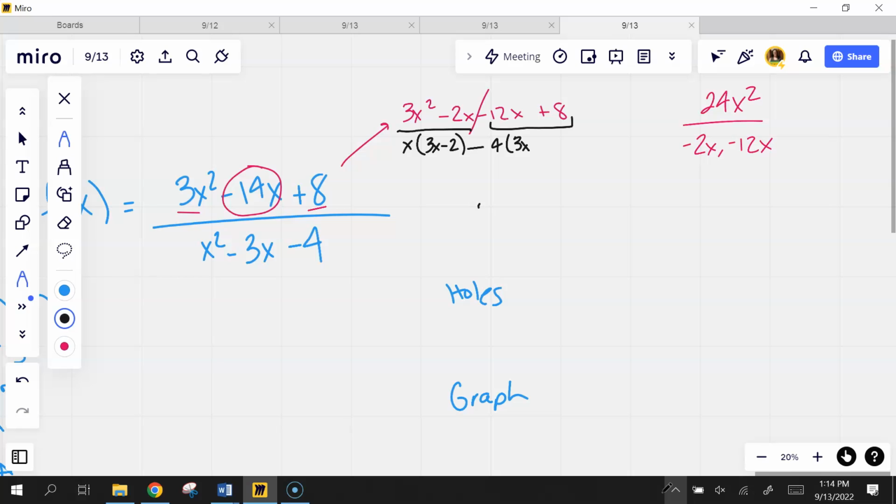Remember, I'm taking out negative 4, so I need to change this last sign because I'm dividing by negative 4. Now, you should get to the point where these two parentheses match exactly. When they do, you write that one time and write what's left as the second part, x minus 4.